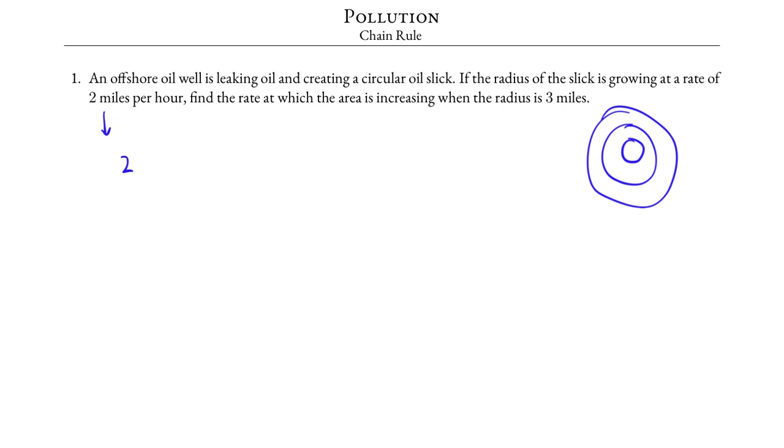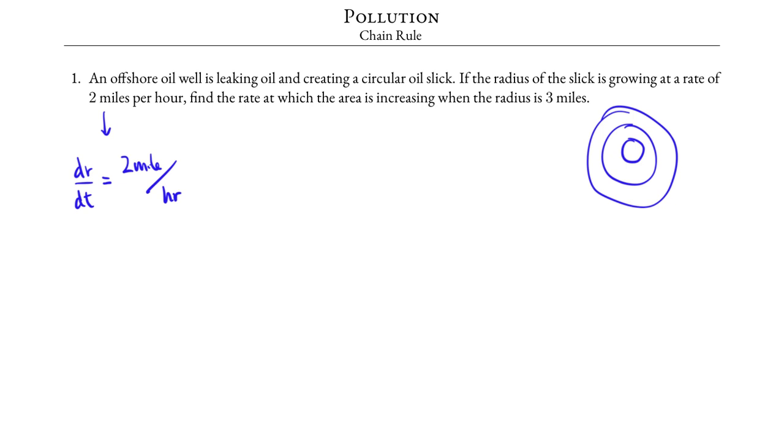This 2 miles per hour is the rate in differential or Leibniz notation. This is the rate of the radius per time t, so we would label this as dr over dt. Again, the radius is changing with respect to time in hours. It is increasing, and so it is positive. If it were decreasing, then it would be negative.